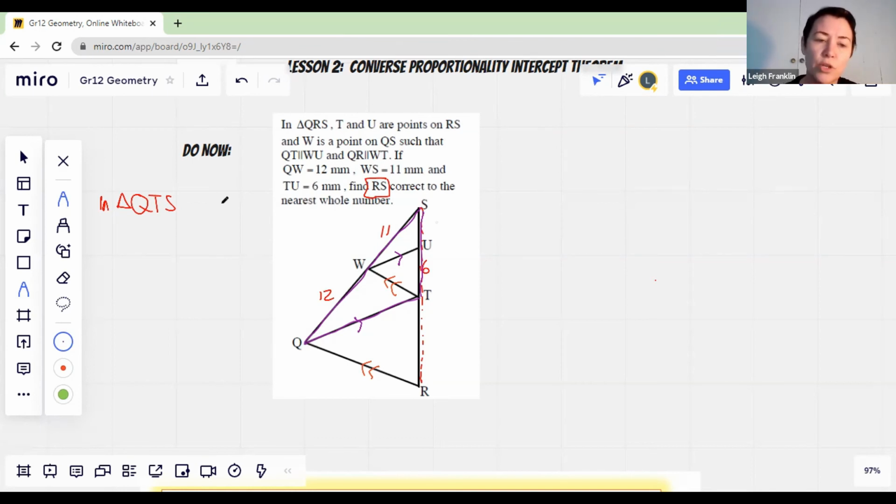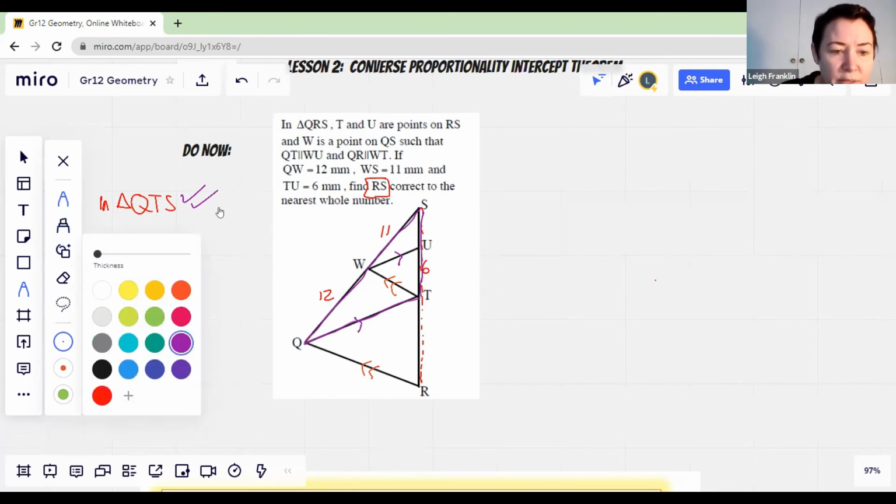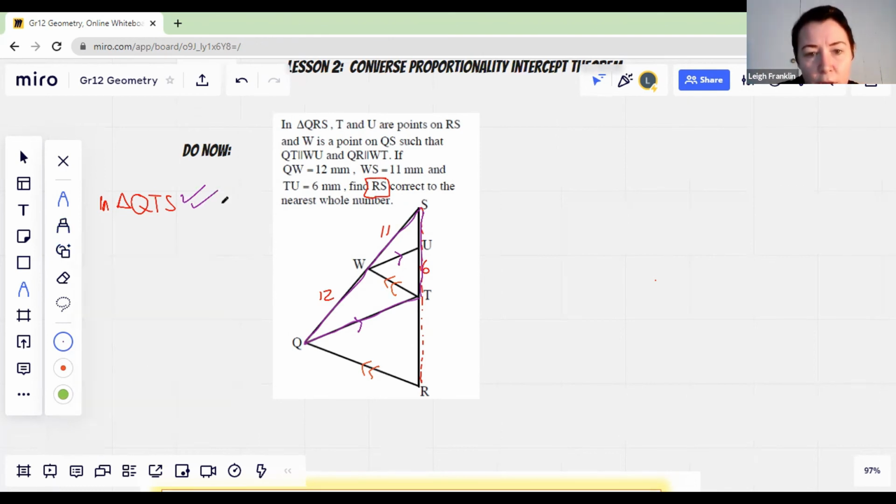Perfect. We can work in triangle QTS because WU is parallel to QT, 100%. Okay, good going, Chad. Chad also says QRS, and you're quite right about that as well, Chad. So that's the big triangle, Matrix, right? The big triangle. So QRS is this triangle over here, and the reason that we can work in that is because we've got QR parallel to WT.